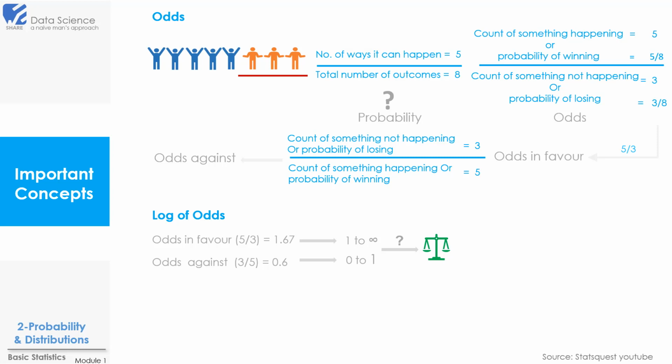Hence, to address this problem, we take log. What log does is, it will make it symmetrical, ranging from minus infinity to plus infinity. It will be a normal distribution, and this is called log odds or log of the odds. Also, as we saw, odds can be calculated using count and probability. So when we use probability to calculate odds instead of counts, and then we take log of that, the log of odds is called the logit function. So that will be all from odds. Let's move on to the next concept.